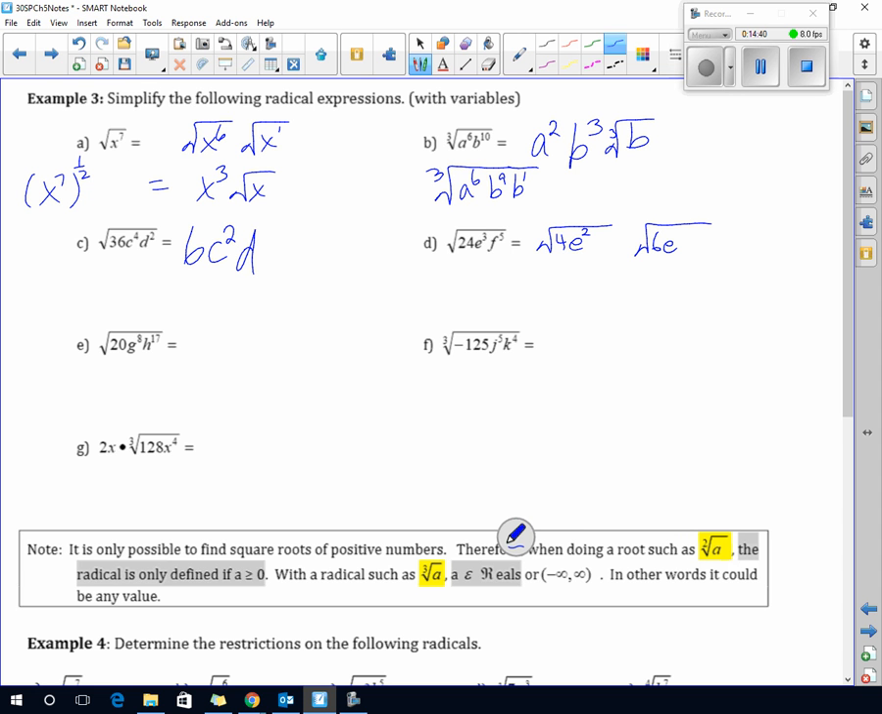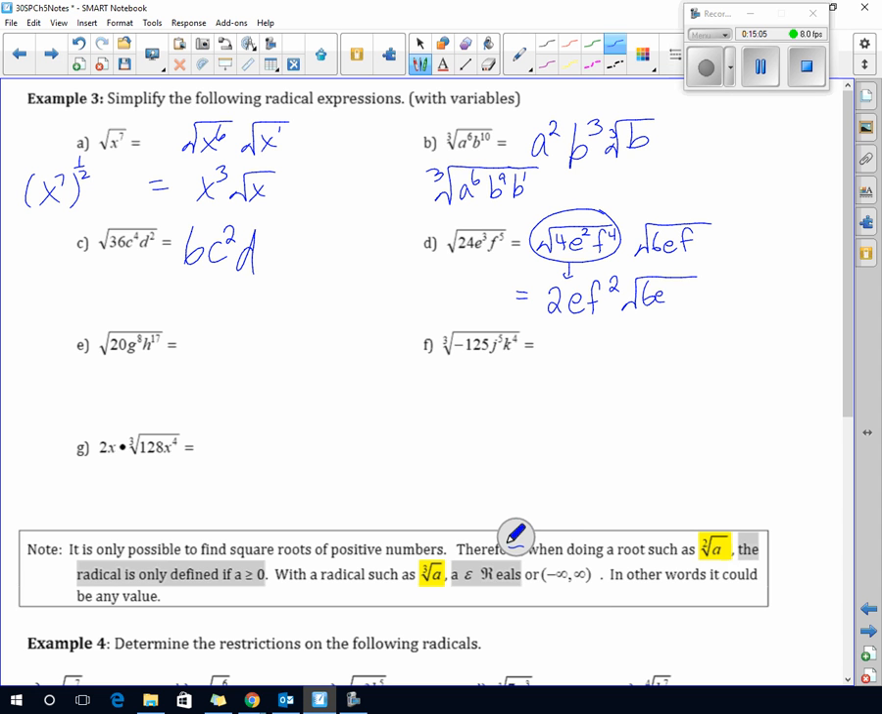So now I'm going to actually square root this first part. And what do I get? 2ef squared, square root 6ef. That would be my final answer. Yes? Okay, you want to try the rest then?